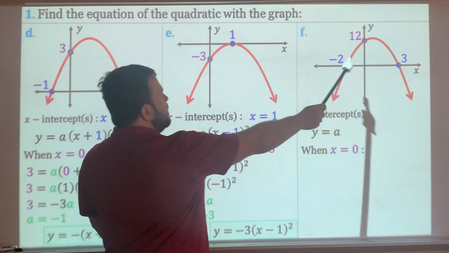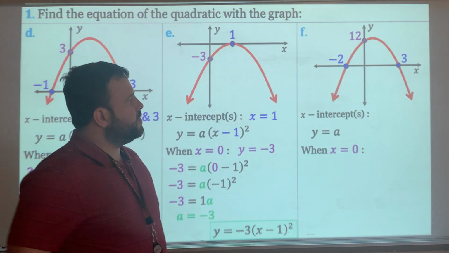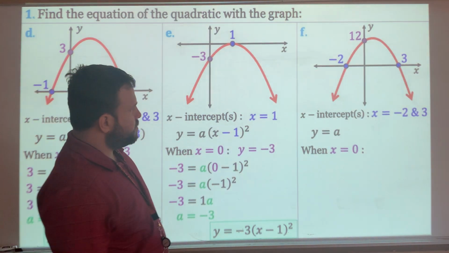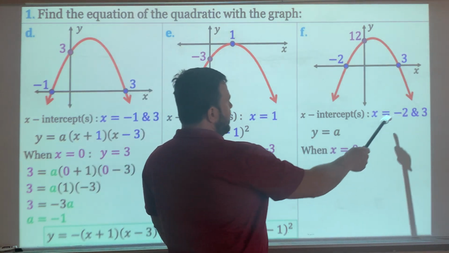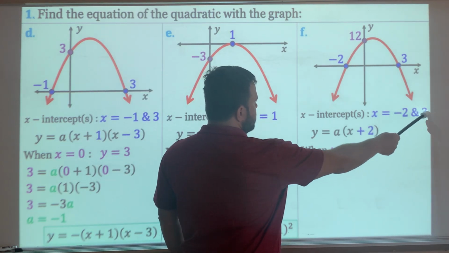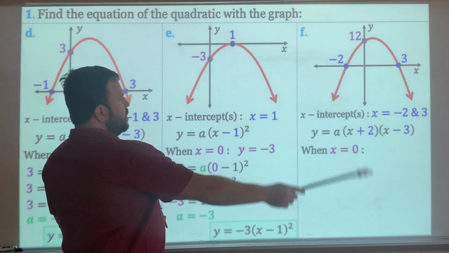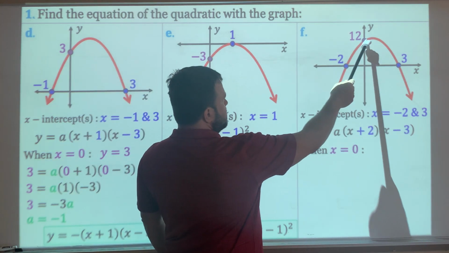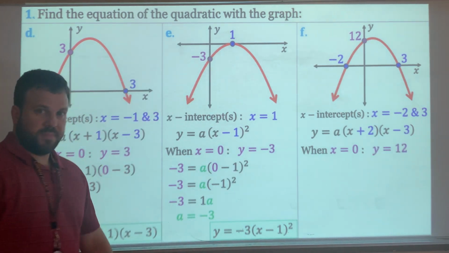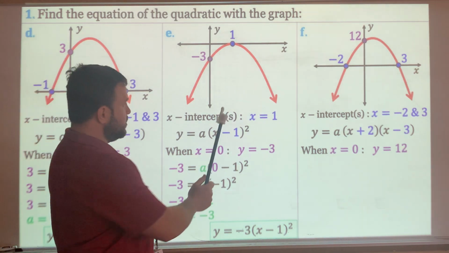F. X-intercepts are negative 2 and 3. Y equals a, x plus 2, x minus 3. When x equals 0, y equals 12. Look at this. I haven't made a mistake yet, knock on wood.